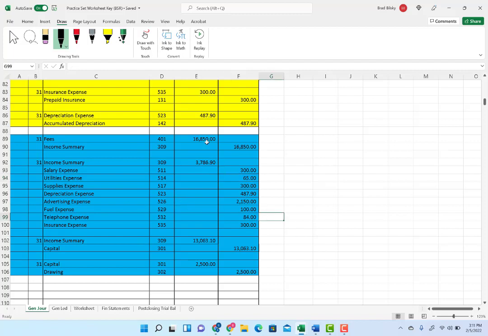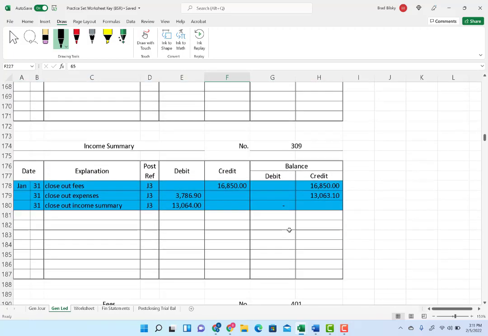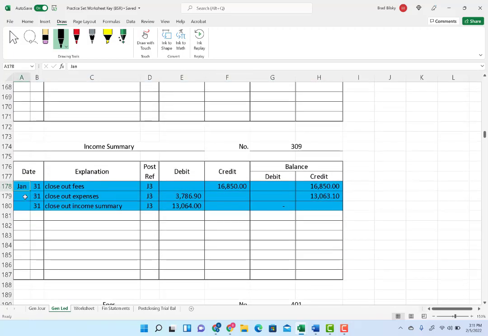Now, notice in our income summary account, we actually have a balance now. We made two entries to income summary. We had the credit of $16,850 and the debit of $37,86.90. Notice if we go and look at the income summary account, we could see that. So at that point, we have these first two entries. After these first two entries, I have a credit balance of $13,063.10 in income summary. Well, this is a temporary account as well.